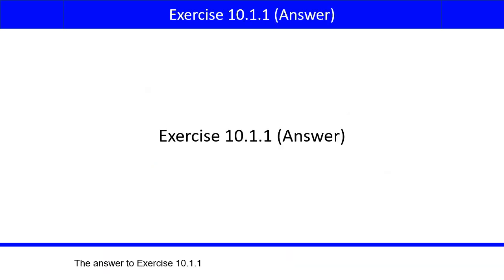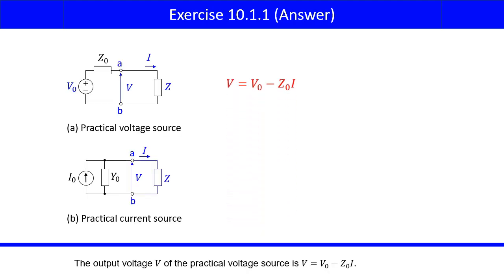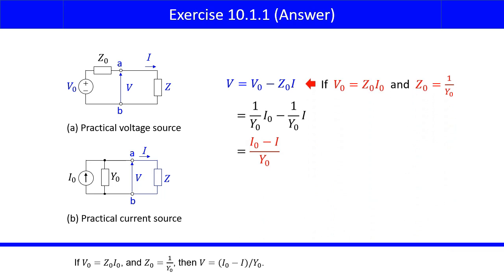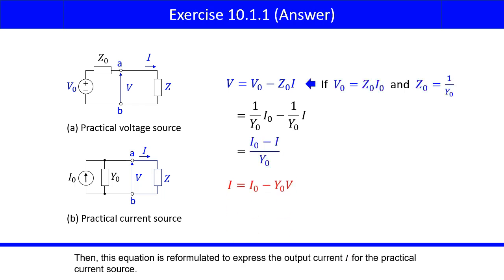The answer to exercise 10.1.1. The output voltage V of the practical voltage source is V equals V0 minus Z0 times I. If V0 equals Z0 I0, and Z0 equals 1 over Y0, then V becomes (I0 minus I) over Y0. Then, this equation is reformulated to express the output current I for the practical current source.